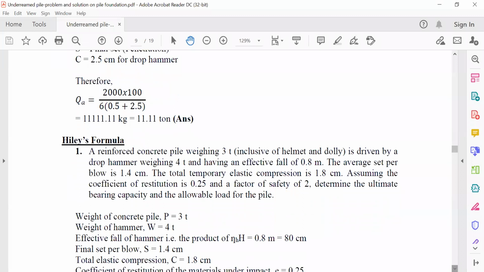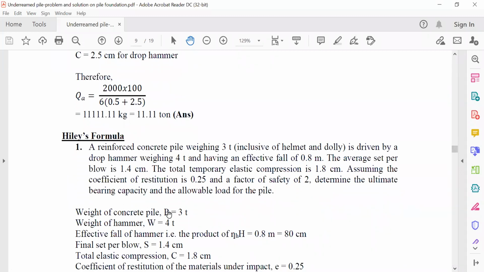You can see now what are the things given here. Weight of concrete pile P की वैल्यू दी हुई है 3 ton, जिसमें इंक्लूसिव हेलमेट एंड डॉली is also there. Then weight of hammer 4 ton दिया हुआ है. And effective fall of hammer, कल जो मैं आप लोगों को डिस्कस कर रहा था कि हीलेस फार्मूला में इफेक्टिव फॉल ऑफ हैमर लिखा रहता है. इसका मतलब ये है कि eta H into H is equal to 0.8 मीटर. सो इफेक्टिव फॉल ऑफ हैमर is also equal to eta H into H, इसको हम लोग करते हैं. और फाइनल सेट पर ब्लो capital S की वैल्यू दी हुई है 1.4 cm.